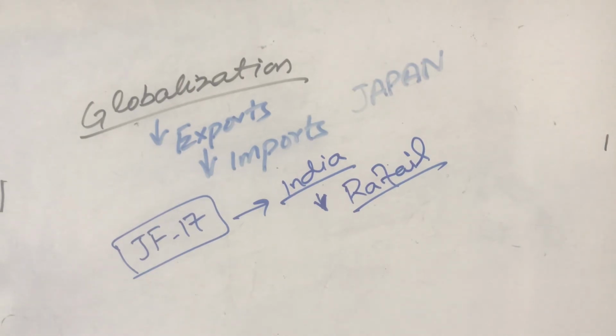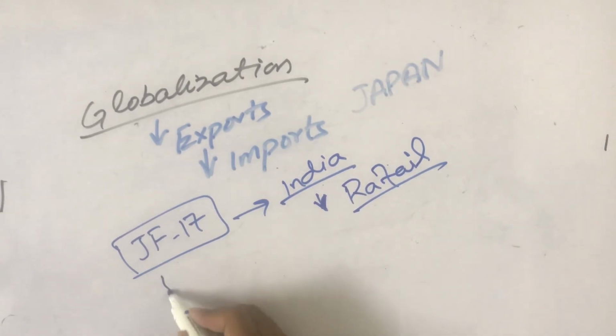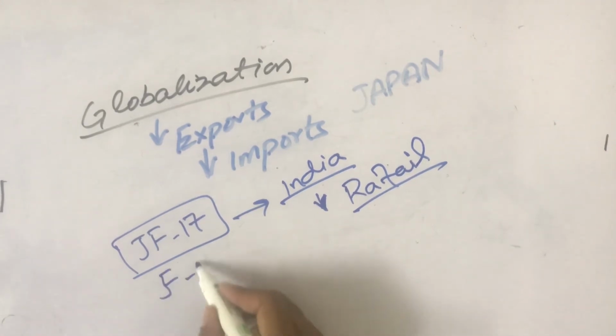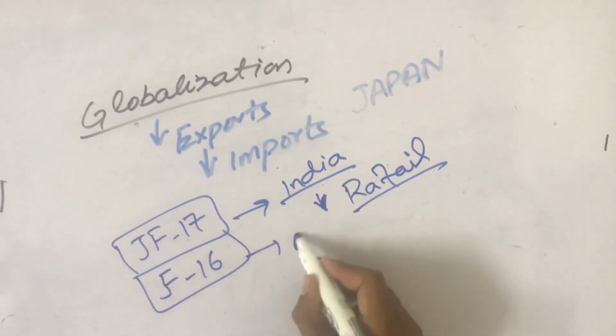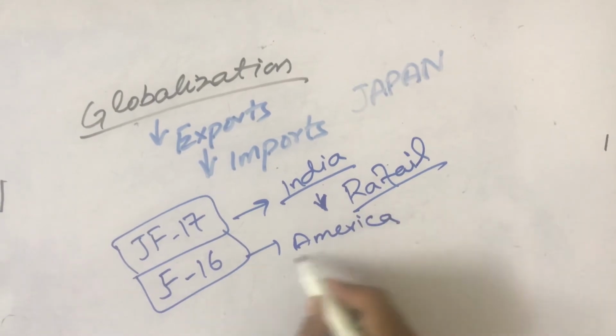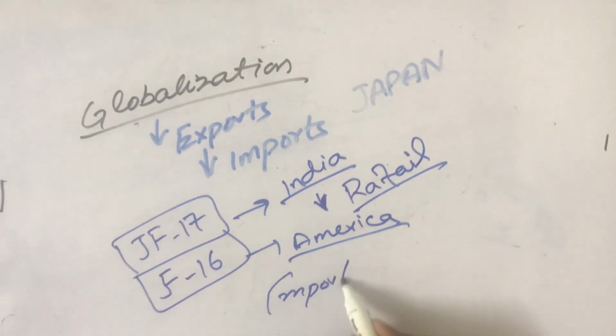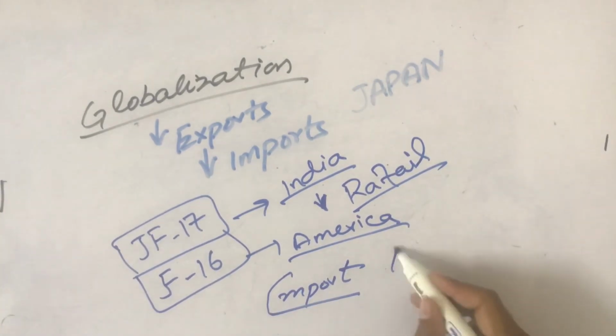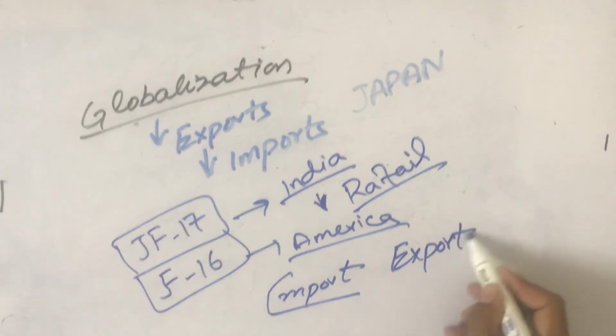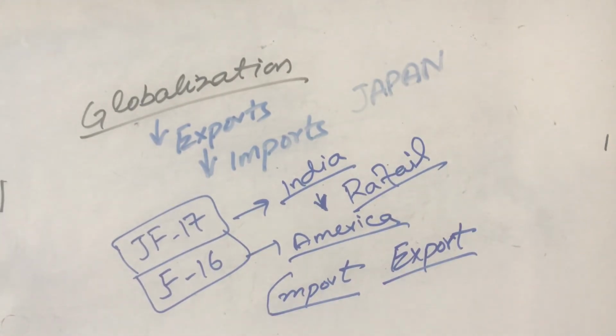Mostly the defense system, Pakistani F-16s are imported from America. So all the countries are not capable of producing everything they want to consume. So they import what they cannot manufacture and they export what they manufacture in excess. So basically this is how the world economy moves around.